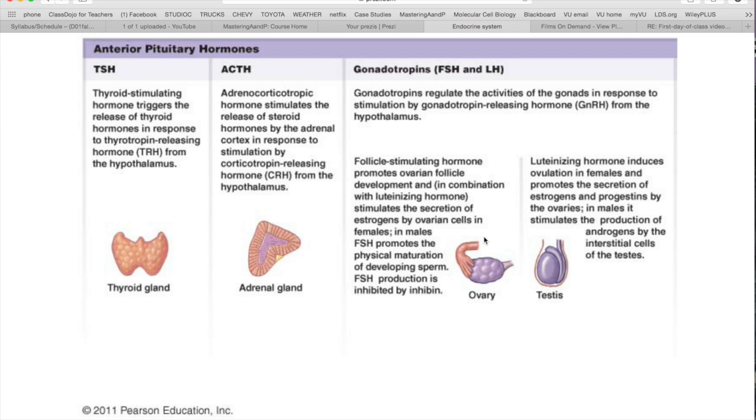FSH stands for follicle stimulating hormone. It stimulates follicles in the ovary, and stimulates maturation of the developing sperm in males. LH in females causes ovulation. In males, it causes the production of androgen by interstitial cells in the testes, and we'll talk more about that when we get to the reproductive system.